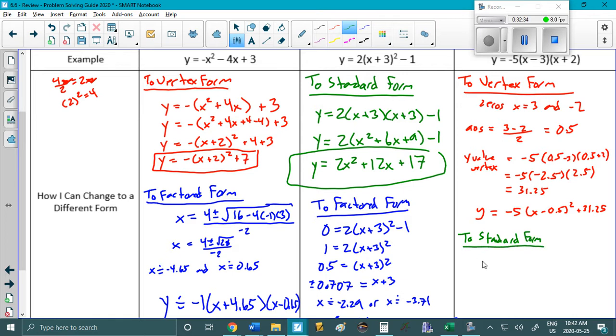Okay, last thing, we're going to go to standard form here. To do that, we are first going to FOIL. So x squared plus 2x minus 3x should be minus 1x minus 6. And then we multiply through the brackets. Negative 5x squared plus 5x plus 30. And hopefully I did everything correctly. I may have made a small mistake, but I think in general the steps I took are correct, and that's what's important here.